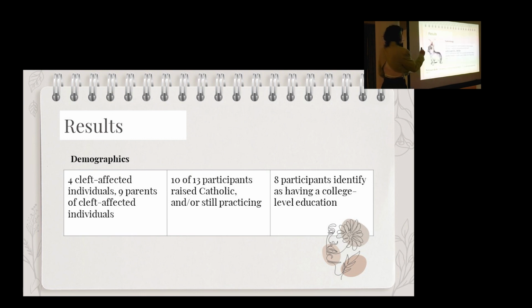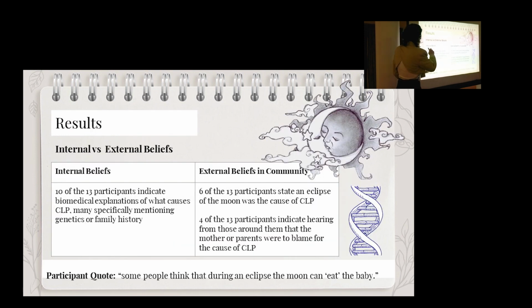I did differentiate between internal and external beliefs. So for internal beliefs, their personal beliefs, I found that 10 of the participants indicate biomedical explanations of what causes CLP, so based in biology, like surgery or genetics, family history, all those things. But in terms of external beliefs within the community heard around them, 6 participants say an eclipse of the moon is a believed cause that they've heard, and 4 participants indicate hearing that a mother or parental punishment or blame was the cause of CLP heard in their community.